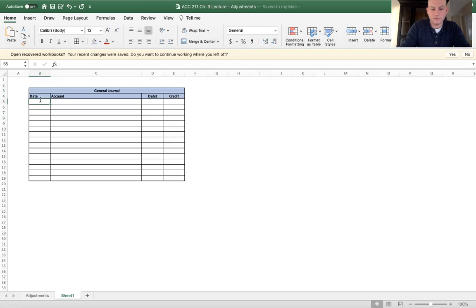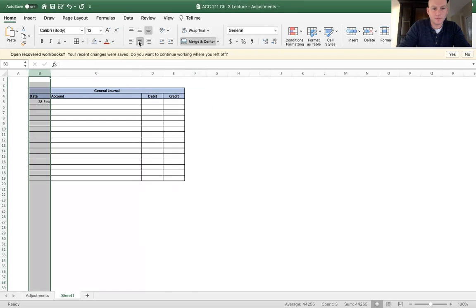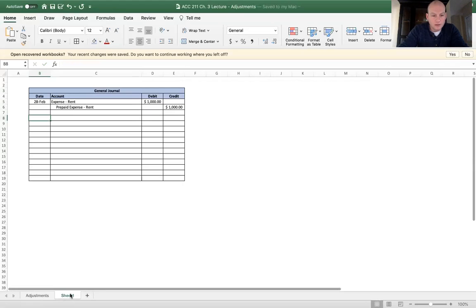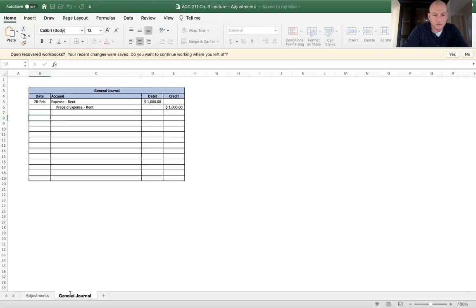All right, so then on February 28th, again, at the end of the month, we would debit rent expense, and this is going to be for $1,000. And then we're going to credit prepaid expense rent. Okay, now the prepaid expense account can be like prepaid rent, prepaid insurance, prepaid whatever. It doesn't necessarily say prepaid expense. Sometimes it just says prepaid, so just be sure to be on the lookout for that. And then down here, I'm just going to type general journal.